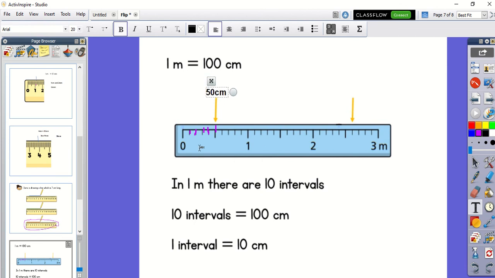Now let's look at the other one. I don't have to start from 0 because here I've got 2. So I know it's got at least 2 metres. 2 metres and 10, 2 metres and 20, 2 metres and 30, 2 metres and 40, 2 metres and 50, 2 metres and 60, and here we have 2 metres and 70. So we've got 2 metres, 70 centimetres. Which you could also say, if 1 metre is worth 100 centimetres, 2 metres must be worth 200. Add on the 70, you've got 270 centimetres. Well done if you got those answers.